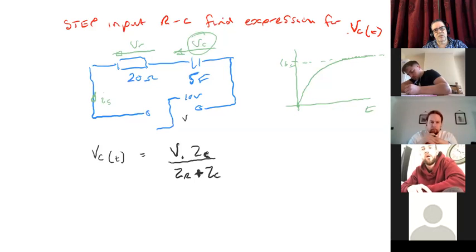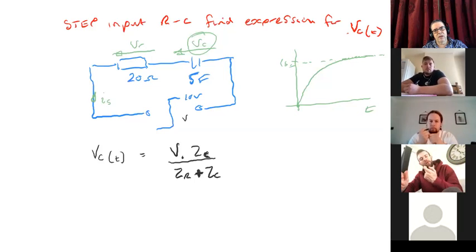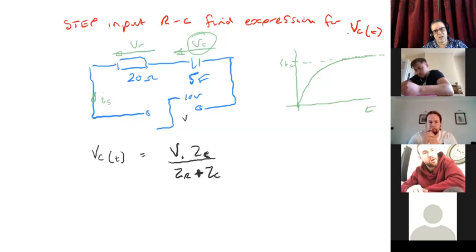So using the voltage divider rule that we learned earlier on the course, we can say that in the time domain, the voltage across the capacitor is equal to the applied voltage times the impedance of the capacitor over the impedance of the resistor plus the impedance of the capacitor.